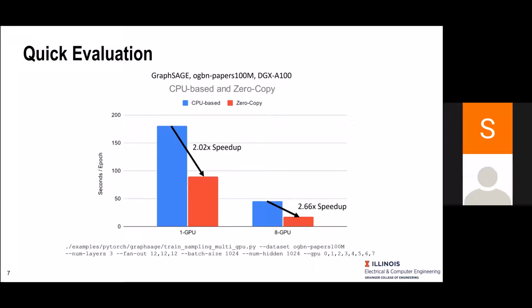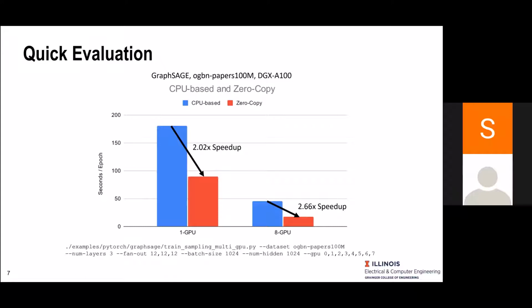So here's a quick evaluation of using zero copy access over the existing CPU-based method using DGL. In this case, we run the GraphSAGE example with OGB and papers100M, and the test was done on a DGX A100 with up to 8 A100 GPUs. When we're training with a single GPU, the CPU-based method takes about 170 seconds. But as soon as we use zero copy access, the training time per epoch drops to about 80 seconds. This is about a 2.02 times speedup.